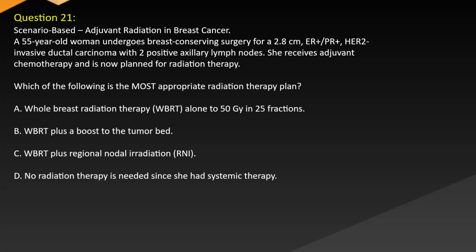Question 21. Scenario-based. Adjuvant radiation in breast cancer. A 55-year-old woman undergoes breast-conserving surgery for a 2.8 centimeter invasive ductal carcinoma with 2 positive axillary lymph nodes. She receives adjuvant chemotherapy and is now planned for radiation therapy. Which of the following is the most appropriate radiation therapy plan? A. Whole breast radiation therapy alone to 50 Gy in 25 fractions. B. WBRT plus boost to the tumor bed. C. WBRT plus regional nodal irradiation, RNI. D. No radiation therapy is needed since she had systemic therapy.